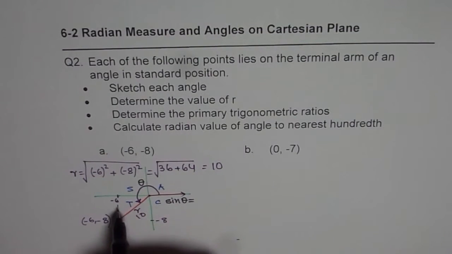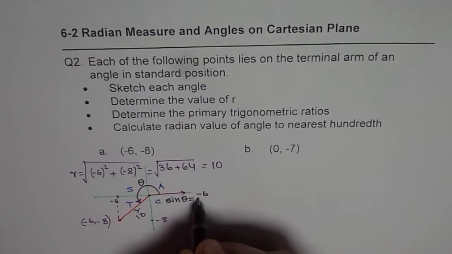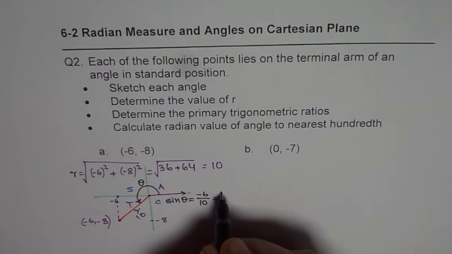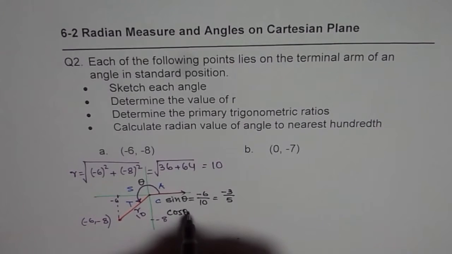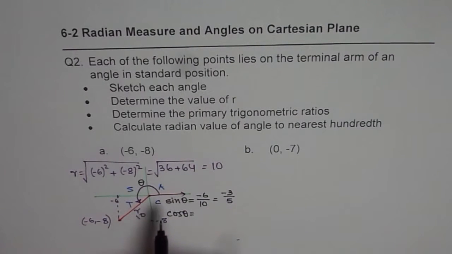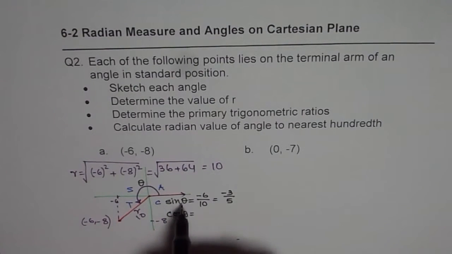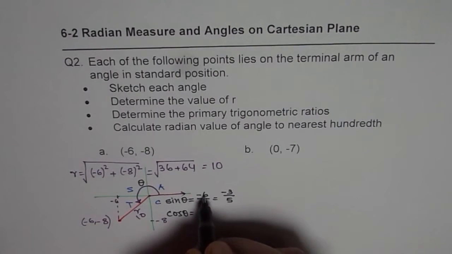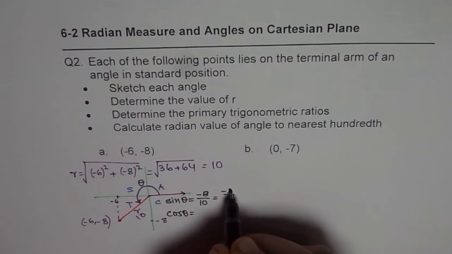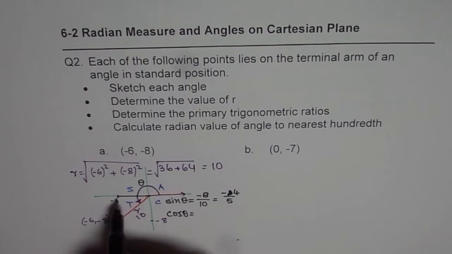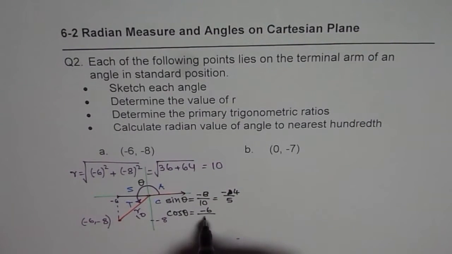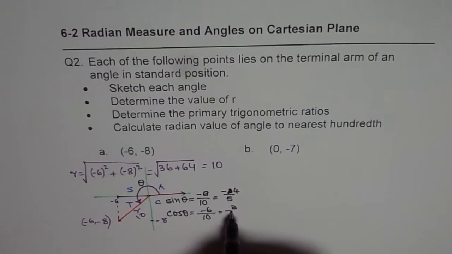Sine is opposite side over hypotenuse. Sorry, sine was opposite side, which was -8. Let me correct it. So sine is -8 over 10, and when you divide by 2, we get -4 over 5. Cos theta will also be negative, as you can see. Cos is the adjacent side over hypotenuse, which is -6 over 10, that gives you a value of -3 over 5.